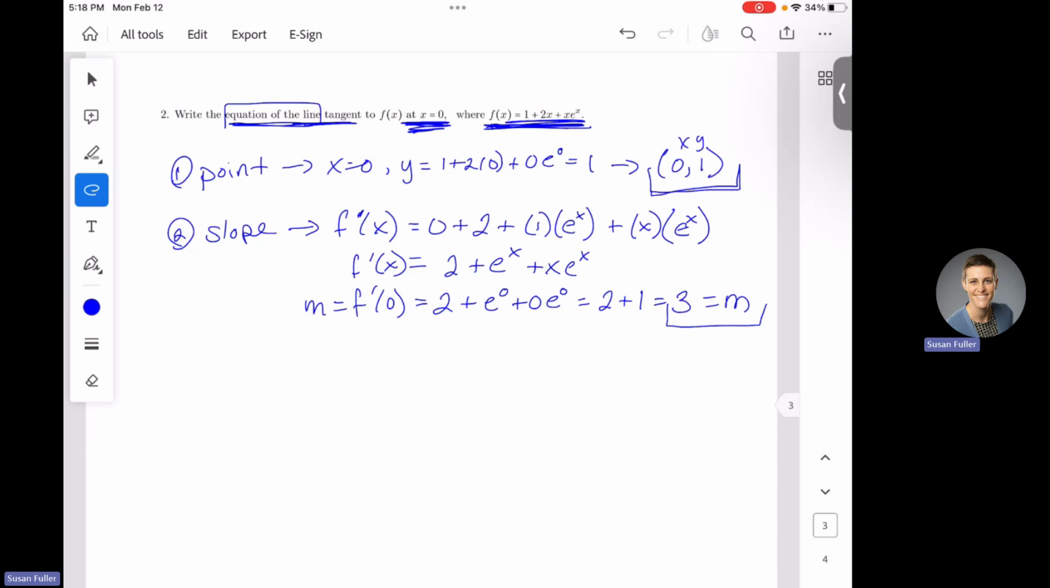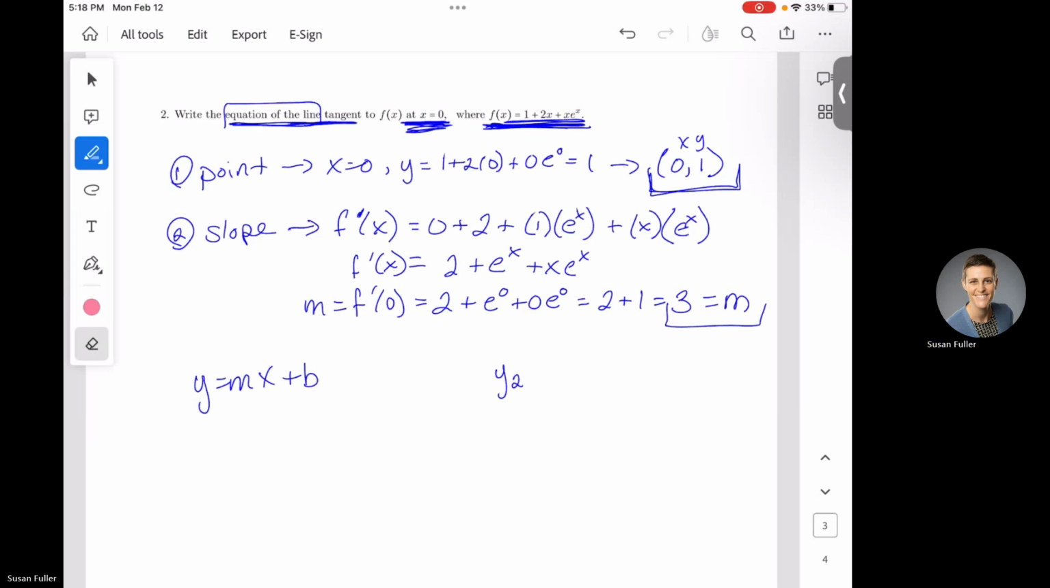And I have my point, which is my x and y, and I'm going to plug all of that into y equals mx plus b. Again, if it's in your repertoire and you'd rather use point slope form, you can do y minus y1 equals m times the quantity x minus x1. You can use either one of these. We've been using y equals mx plus b in class, so I'm going to stick with that.